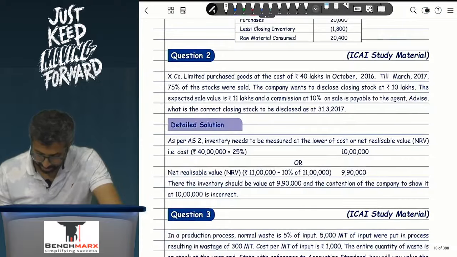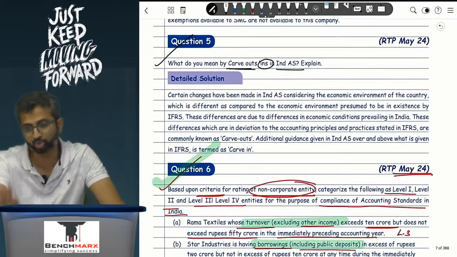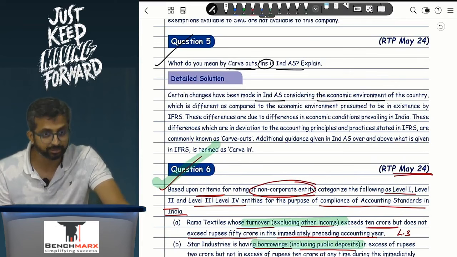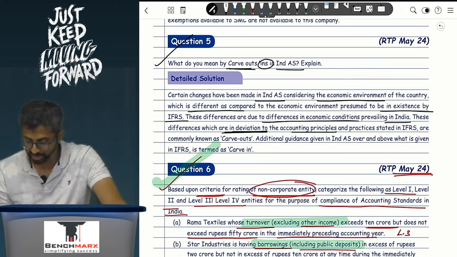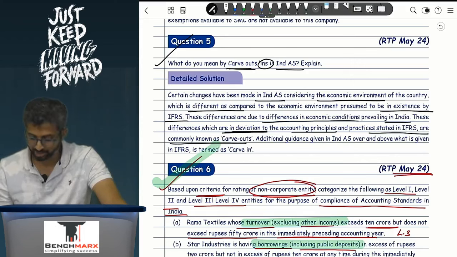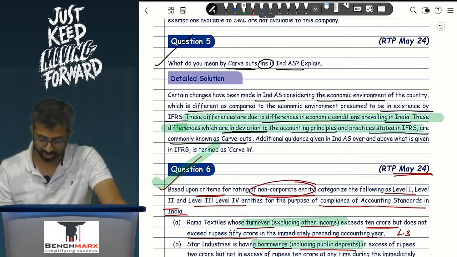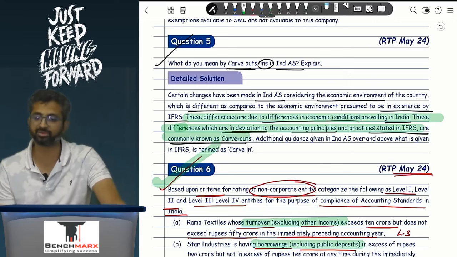Certain changes have been made in Ind AS. A theory point, I would not really put this as important from an exam perspective, but if the word carve out comes, you should be aware what it means. Certain changes have been made in Ind AS considering the economic environment of the country, like inflation, which is different as compared to the economic environment presumed to exist by IFRS. These differences are due to differences in economic conditions prevalent in India. These deviations to the accounting principles and practices stated in IFRS are commonly known as carve outs. Additional guidance given in Ind AS over and above what is given in IFRS is termed as a carve in.